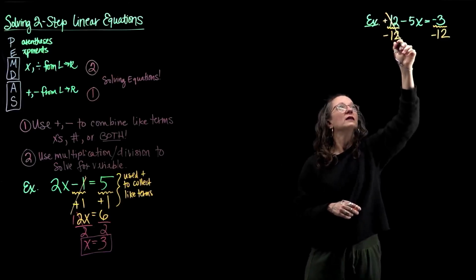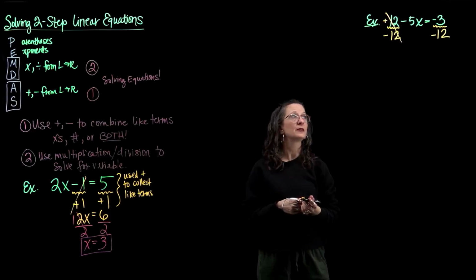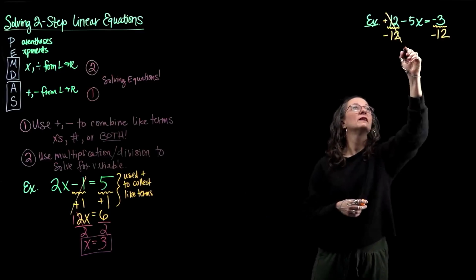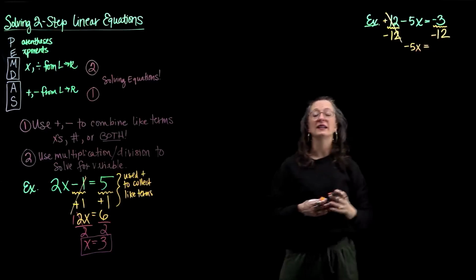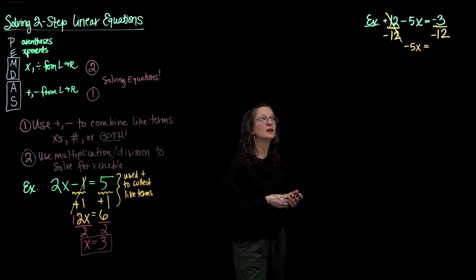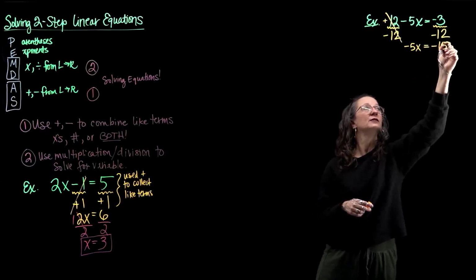When I do that, these terms will go away, the positive 12 and the negative 12, and I'll just be left with a minus 5x. On the right-hand side, I have minus 3 minus 12, which would give us minus 15.